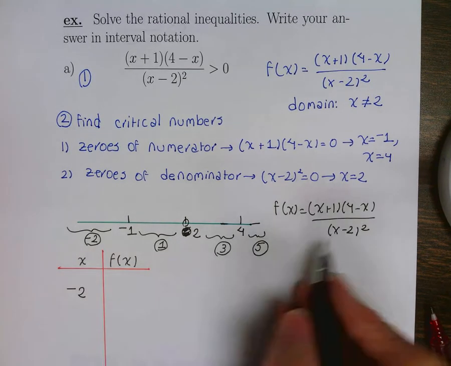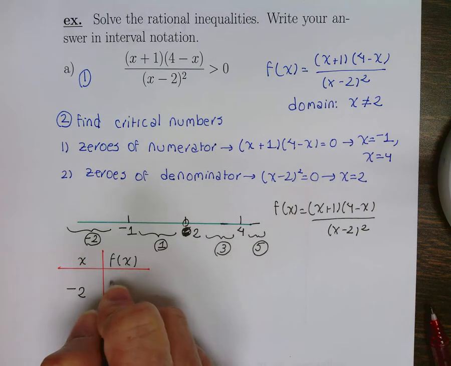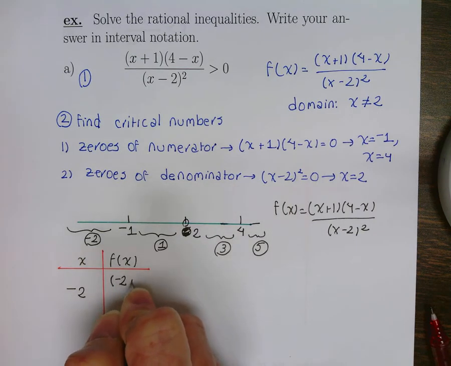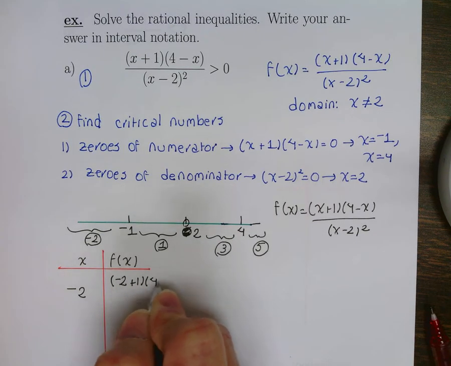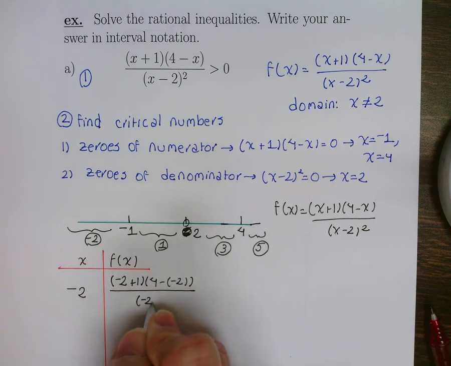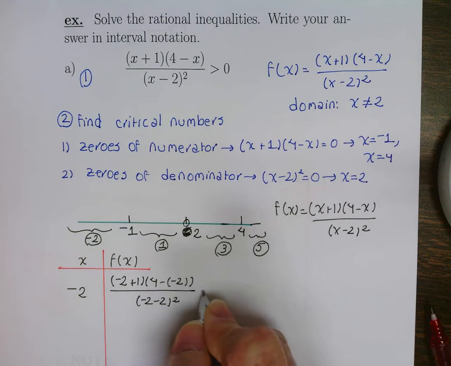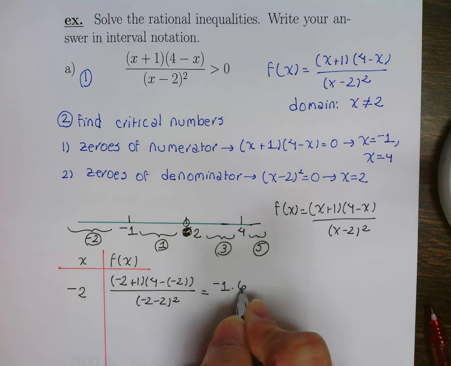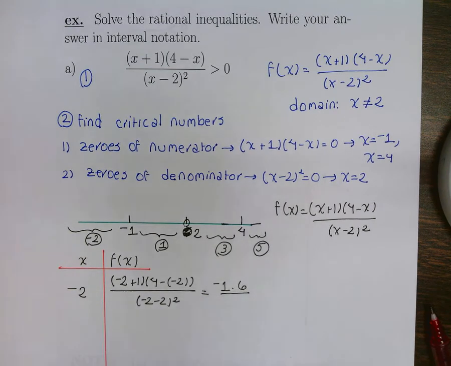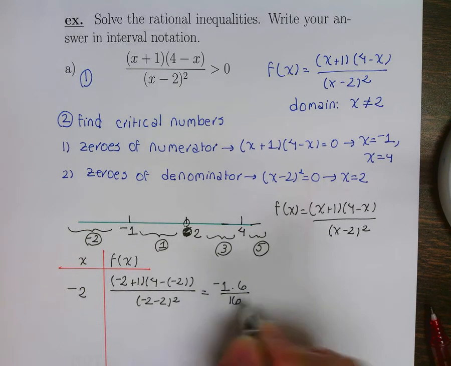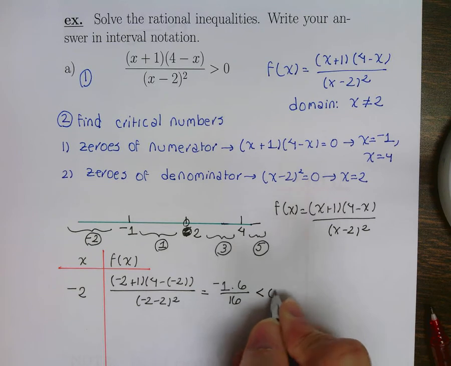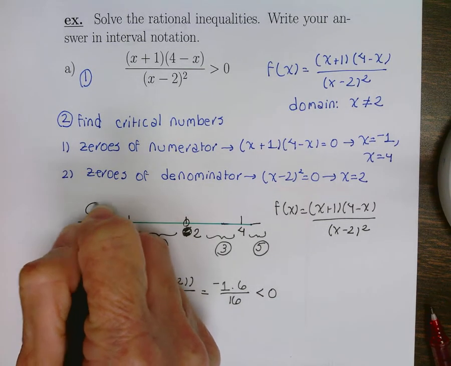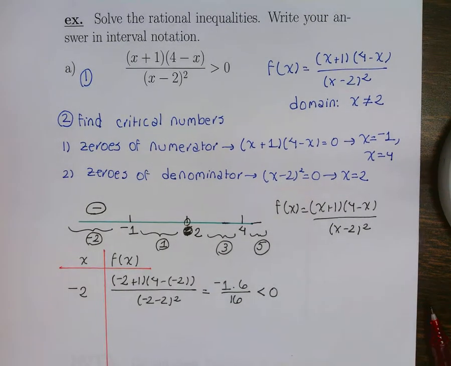And then I just do the same routine again. I plug them into the function. This time I'll use the factored form. So it's -2 plus 1, 4 minus -2, over -2 minus 2 squared. It's -1 times 6 over what? Well, it doesn't matter. It's positive, but it'll be 16. And that is less than 0. And so it's negative on that interval.